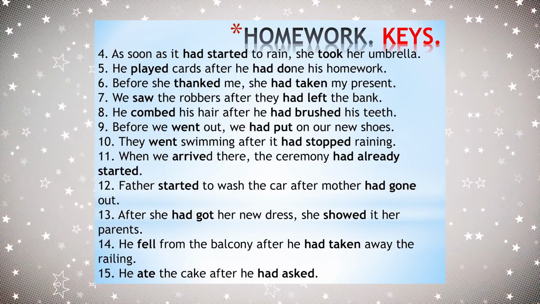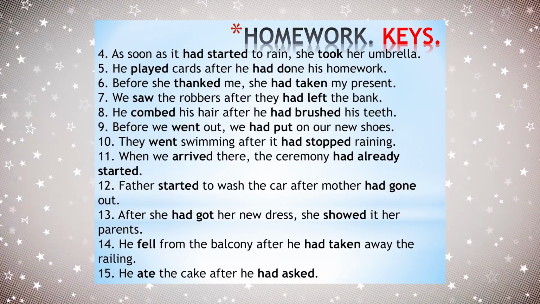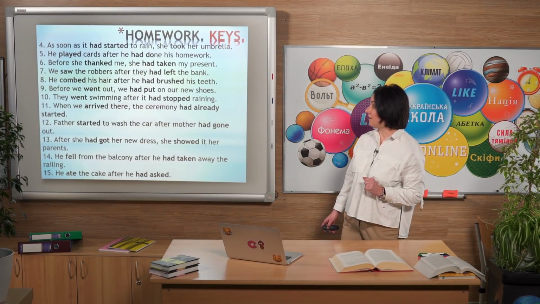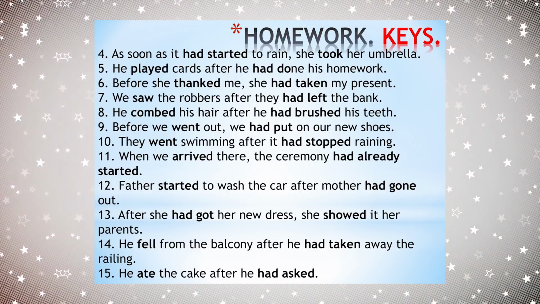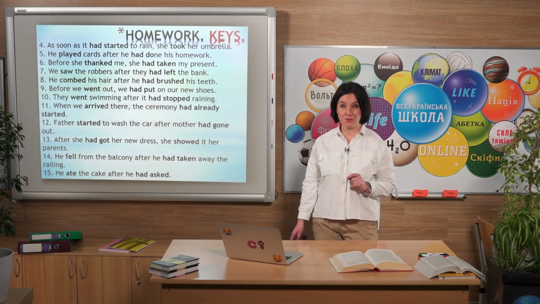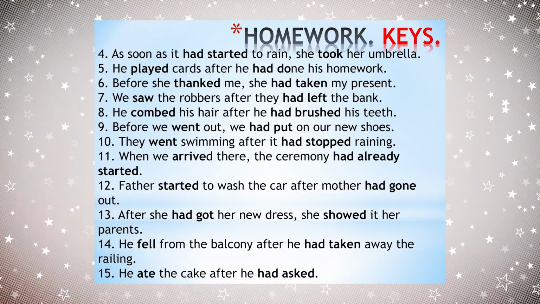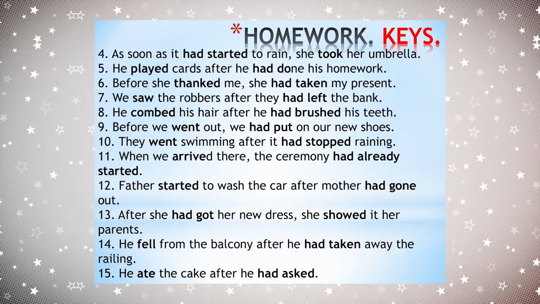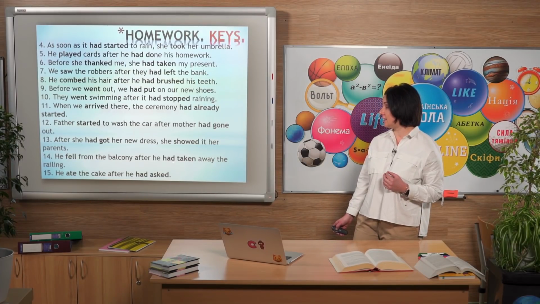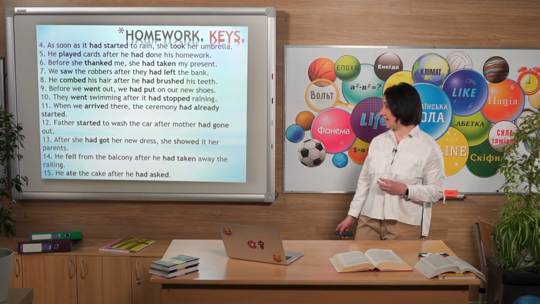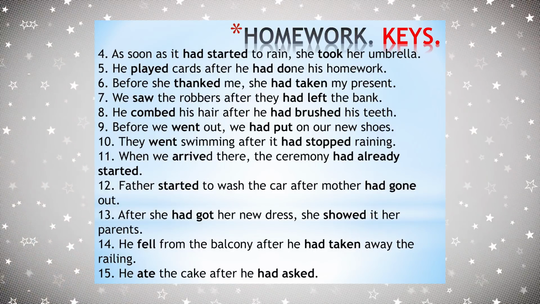Then, number 12. Father started to wash the car after mother had gone out. So it means that he waited until the mother had gone out and only then started washing his car. Then, after she had got her new dress, she showed it to her parents. It's very nice when your parents accept your choice. So she first bought it and then she showed it. Then number 14, he fell from the balcony after he had taken away the railing. Oh, that's sad. So the first thing he did, he had taken away the railing, and then he fell from the balcony. And the last one, he ate the cake after he had asked. So first he had asked.